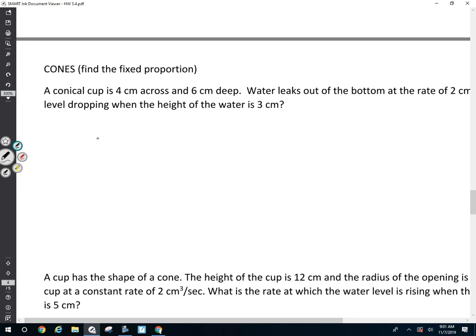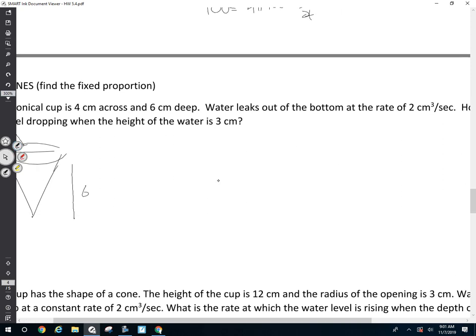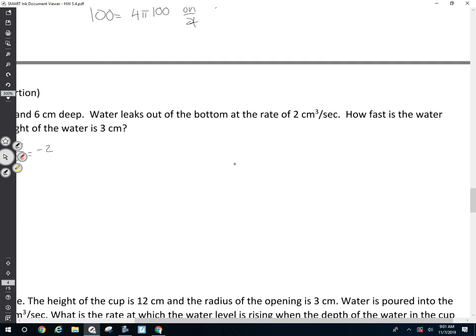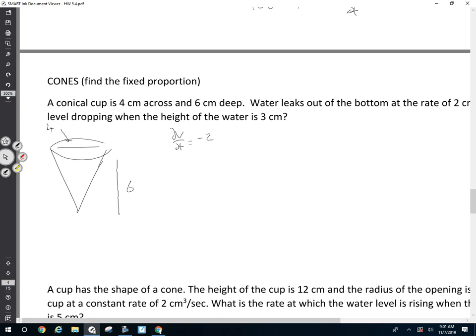Now we have to find the fixed proportion. A conical cup is 4 centimeters across, 6 centimeters deep. Water leaks out the bottom at a rate of 2 cubic centimeters per second, so that's dV/dt. So that means the change in the volume of the water is -2. How fast is the water level dropping when the height of the water is 3 centimeters?